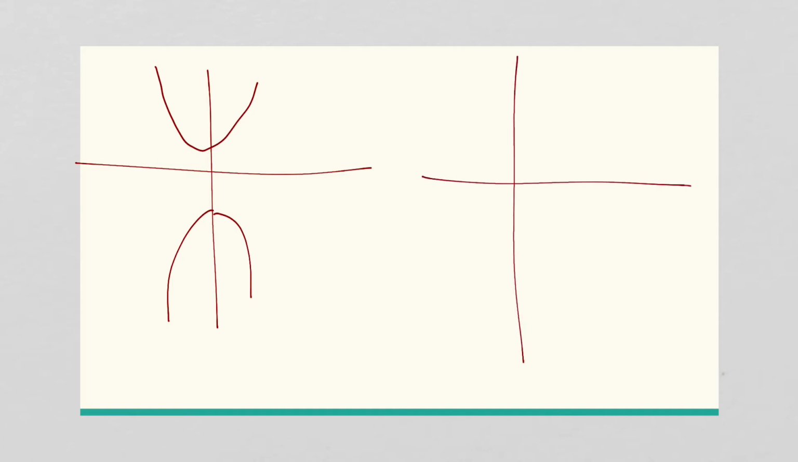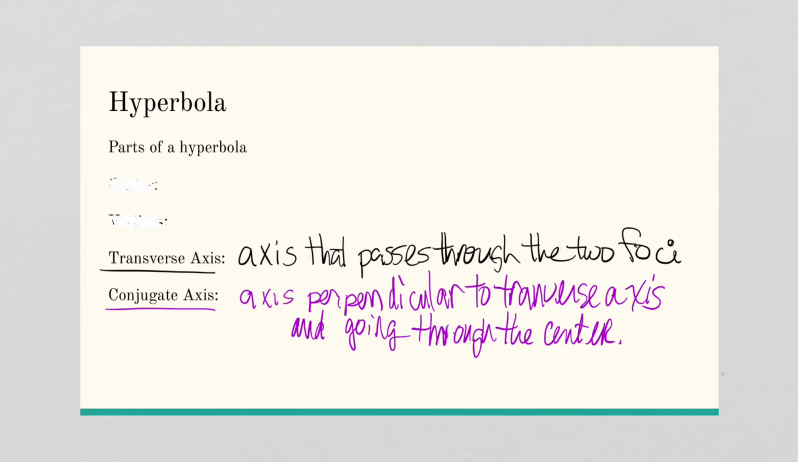A hyperbola is like a happy and unhappy parabola. It could look like this, or it could be going this way. And there are different axes on these things. So the transverse axis is the axis that passes through the two foci, and then the other axis is perpendicular to the transverse axis, and it's going through the center. So let's take a look at that piece of paper again to write the equations for hyperbolas here.